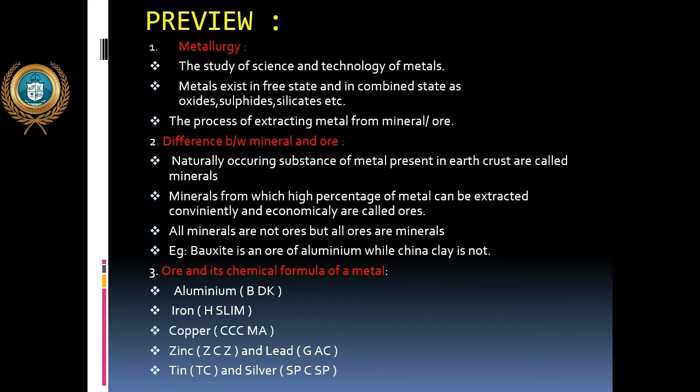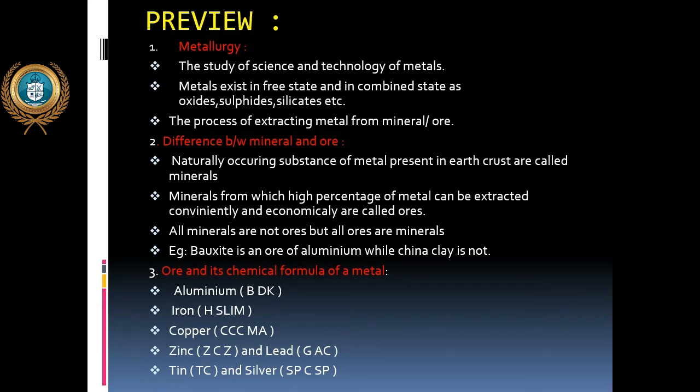Next we have seen the difference between minerals and ore. Let's see the definition of mineral and ore. A mineral is a naturally occurring substance of metal present in the earth's crust. An ore is a mineral from which a high percentage of metal can be extracted commercially. Then we have seen one statement: all minerals are not ores, but all ores are minerals. For example, bauxite is an ore of aluminium while china clay is not an ore.